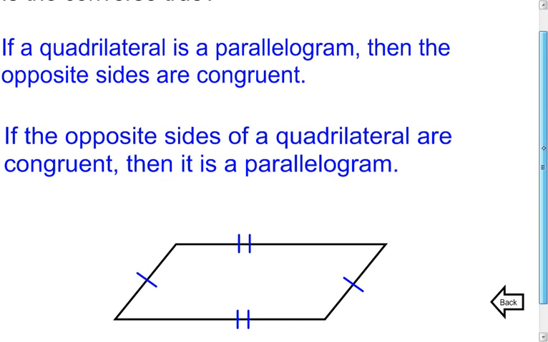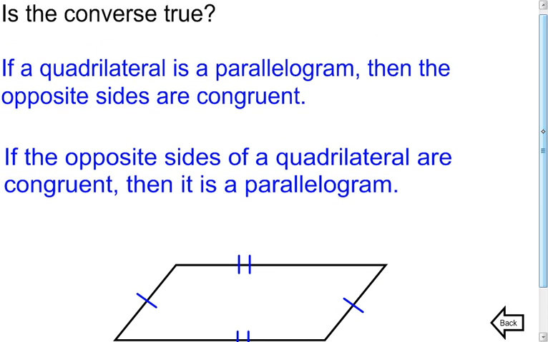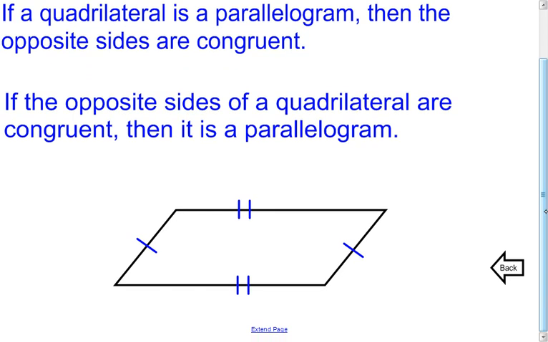I want to know, is this a true statement or a false statement? Is the converse true or not? I got to go back to my definition of a parallelogram. It says a quadrilateral with two sets of parallel sides. So if I could prove that the single ticked sides and the double ticked sides are parallel, then I'll know that it is a parallelogram.